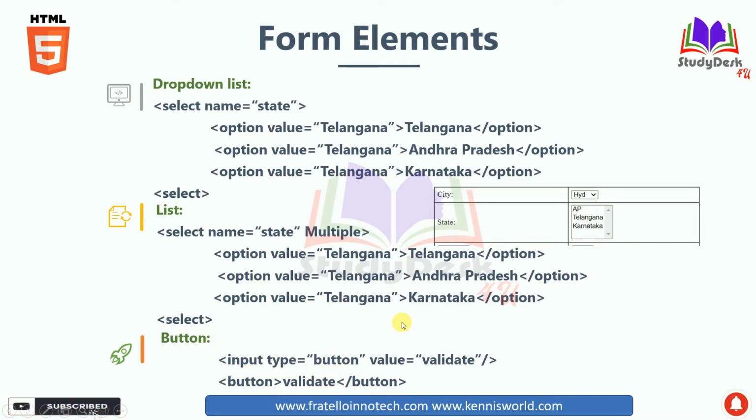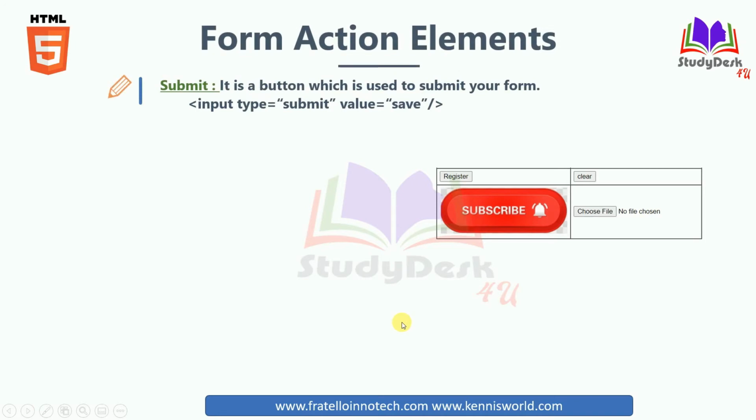All these are form elements. Apart from this, we have a few more form action elements. Those are, if you click on this, something will happen. Those are called action elements. In that, first one is submit. The submit button is used to submit your form. In your web page, if you want to add a submit button, then we can use the submit element, and if you click on this, your form will be submitted to the server.